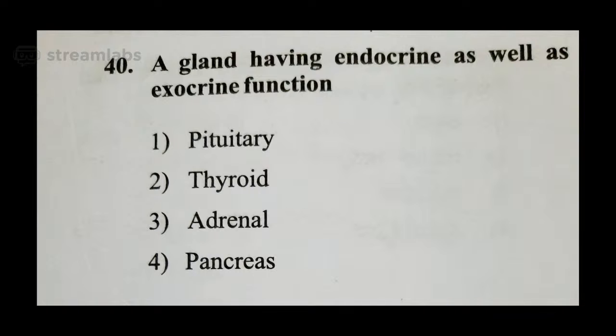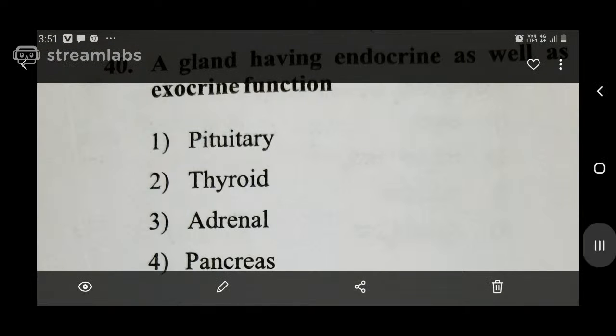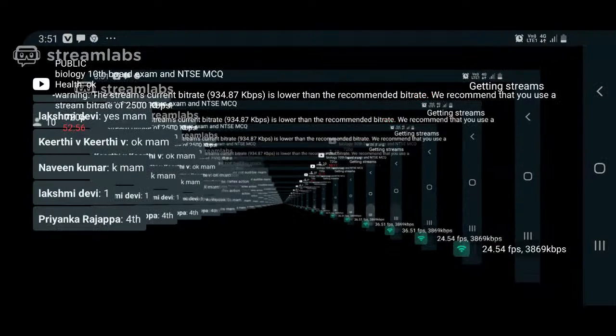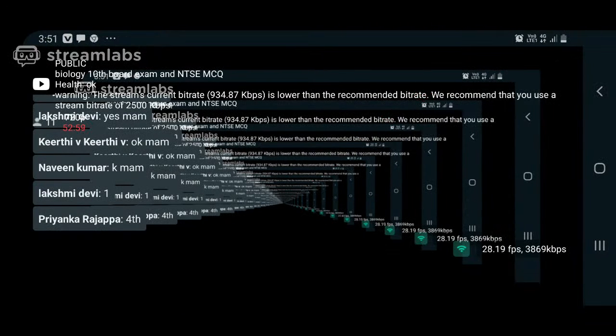Okay, a gland having endocrine as well as exocrine function. Even this is also a direct question. The three glands are completely endocrine. One is both endo and exo. Which is that? Yes, Priyanka, correct. It is pancreas.